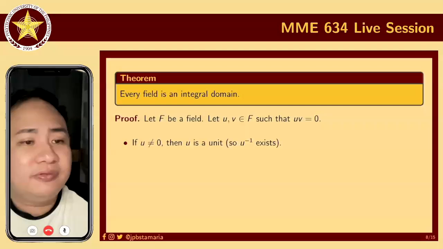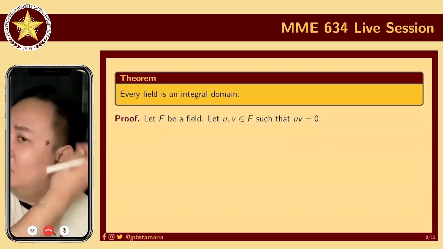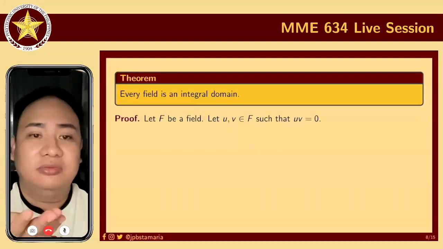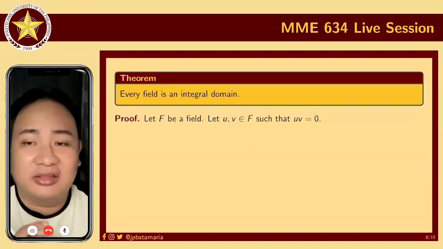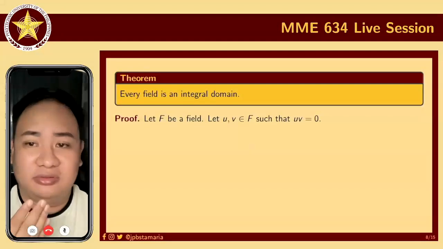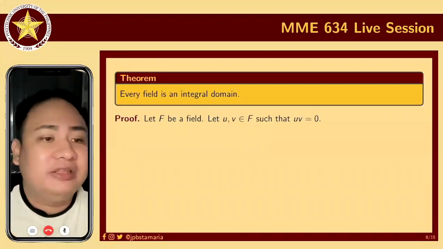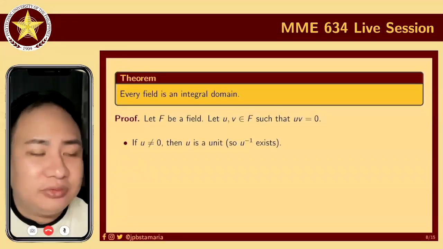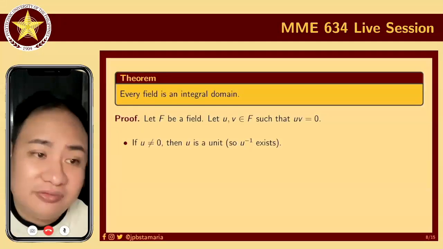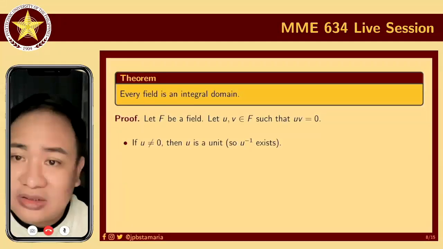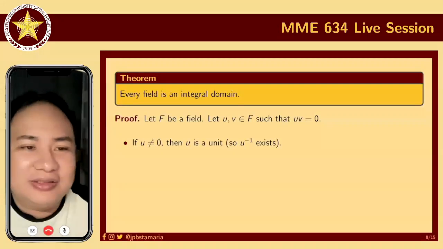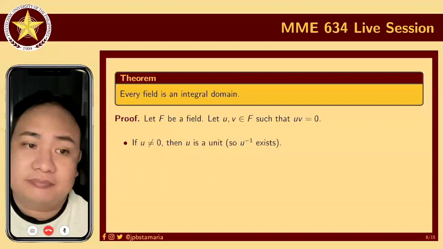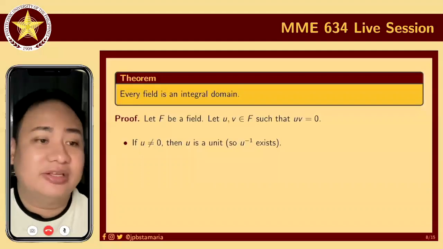First of all, kung si U ay 0, tapos na. Di ba? Kapag si U ay 0, tapos na tayo. Yung isa sa kanila ay 0. The proof is done. Paano kapag hindi 0 yung U? Ito yung gagawin natin. Pag hindi 0 yung U, si F kasi ay field, so yung U na yan ay unit. Yun pala yung term natin. Naalala nyo? Pag sinabing unit, may multiplicative inverse siya. Okay? So, U inverse exists.